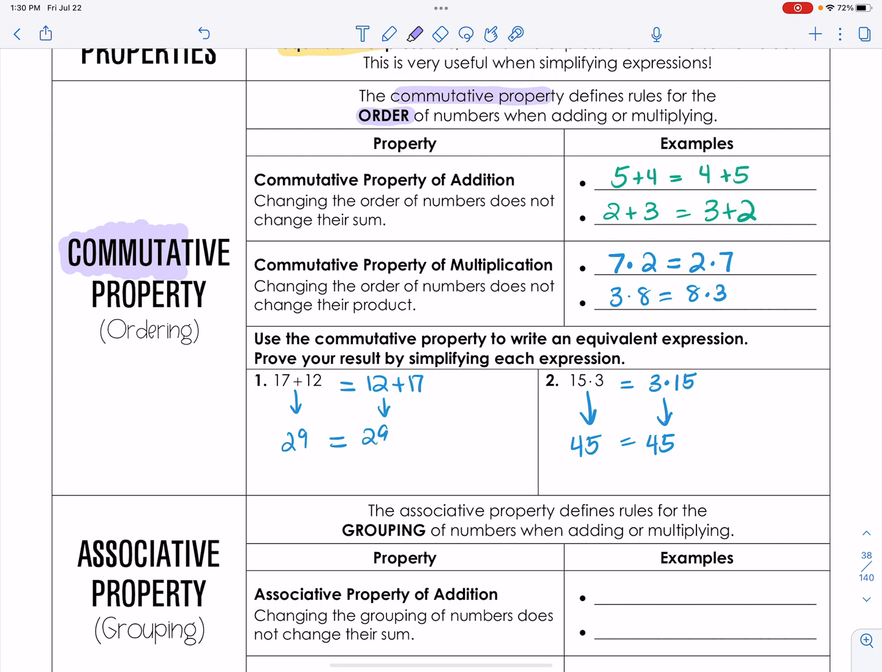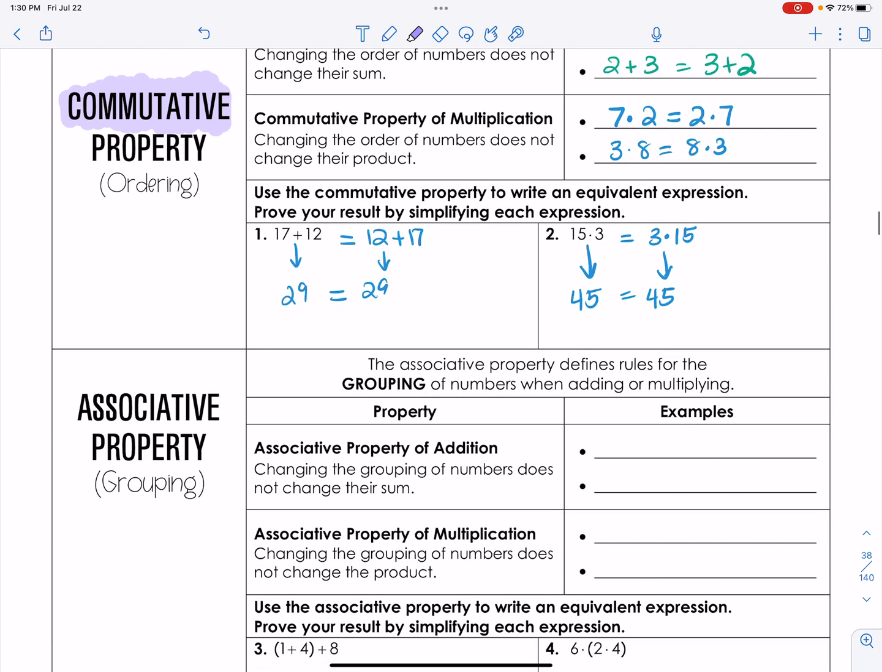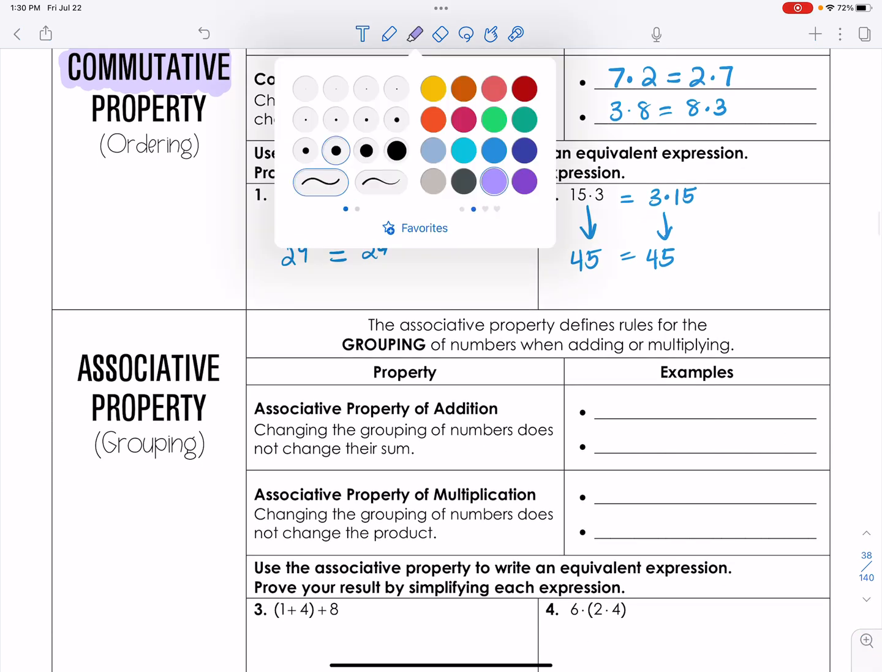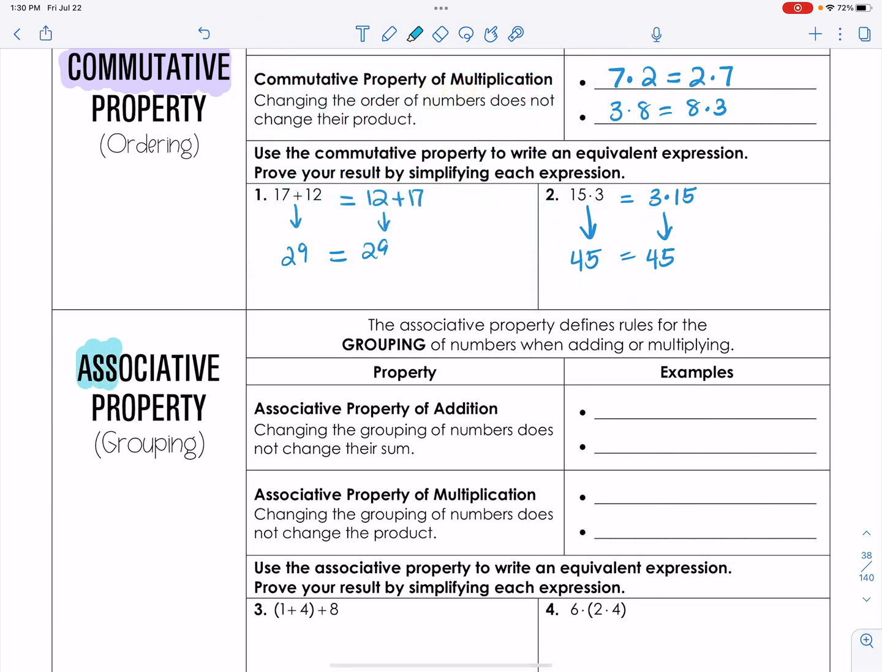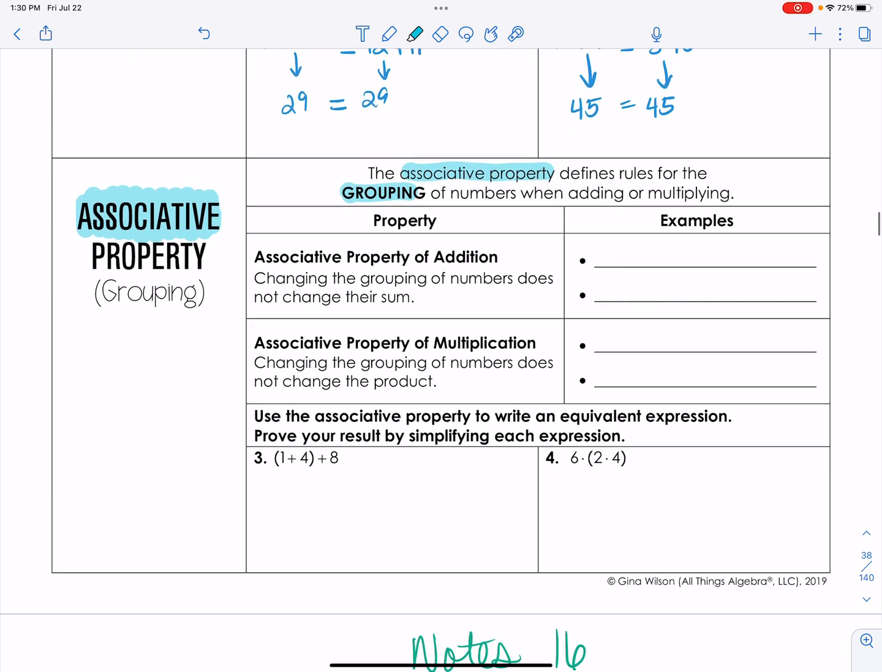You kind of have to recognize that word. There's a lot of different properties, but there's only a couple that I'm going to ask you to remember the name of, and commutative is one of them. The other one I am going to ask you to remember is called the associative property. This says the associative property defines rules for grouping of numbers when adding and multiplying. I'm going to show you an example here.